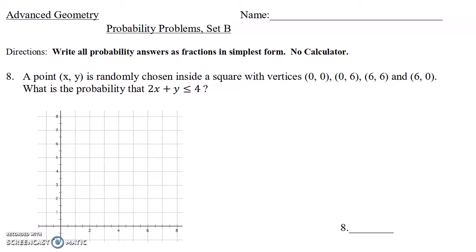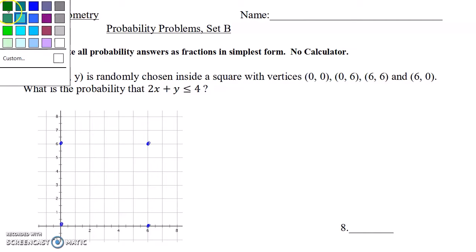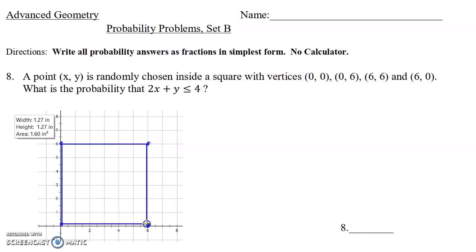For problem set B, in number 8, we have a point (x, y) randomly chosen inside a square with vertices (0, 0), (0, 6), (6, 6). So let's start graphing those points. We have (0, 0), (0, 6), (6, 6), and (6, 0). So that ends up giving us a large square, about like that.